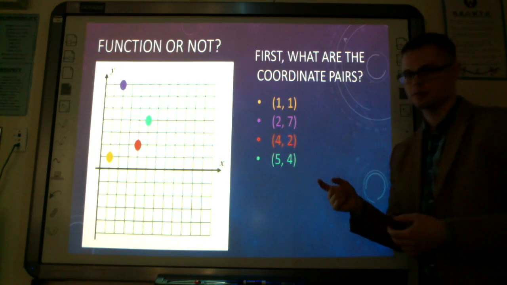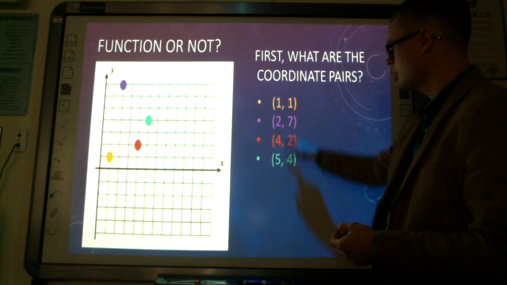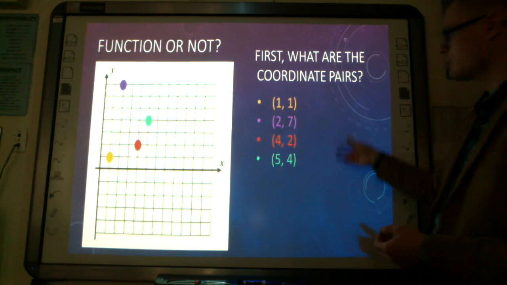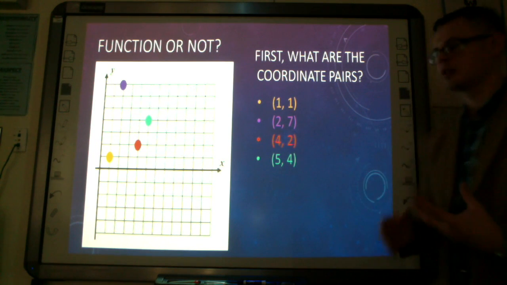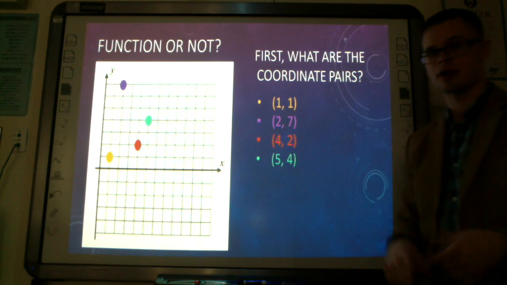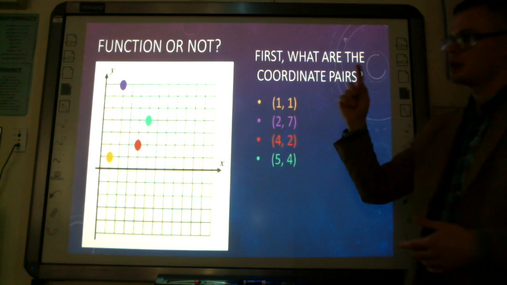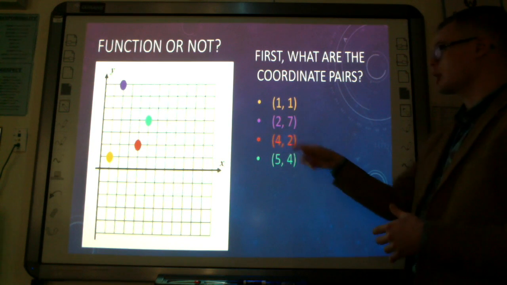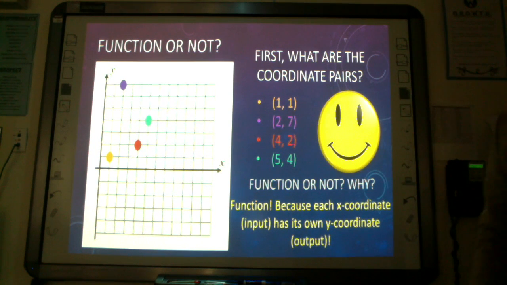Now, ask yourselves, does each input, okay, match to one output? At most one output. And you'd be right if you said yes, okay? Another way of doing this problem is, do the x's repeat? If they don't repeat, it's a function. If they do repeat, it is not a function. The x's do not repeat. Therefore, not one of them matches to more than one output, which is great. Alright, so it is a function because each x-coordinate, each input, has its own y-coordinate, its own individual output, okay?